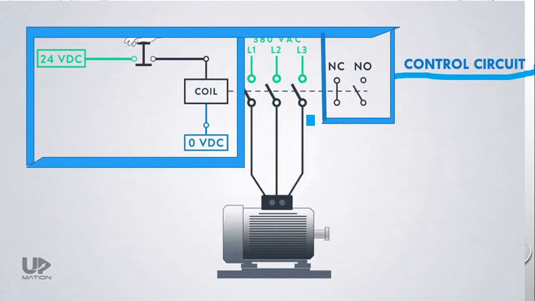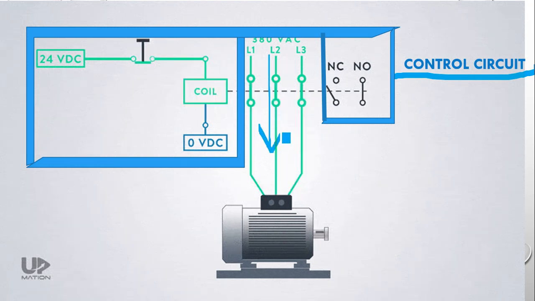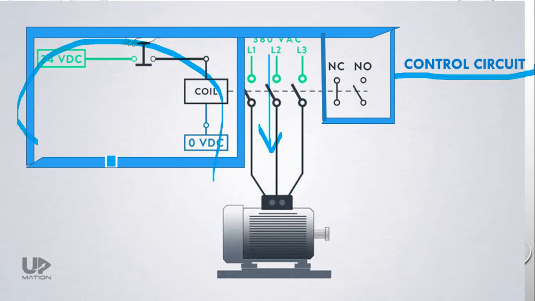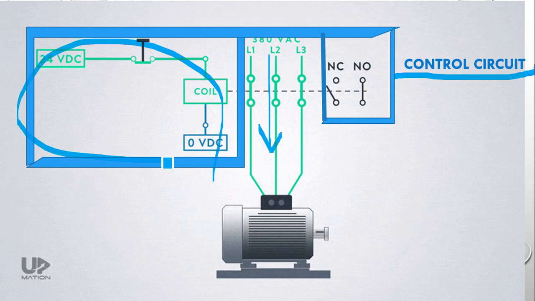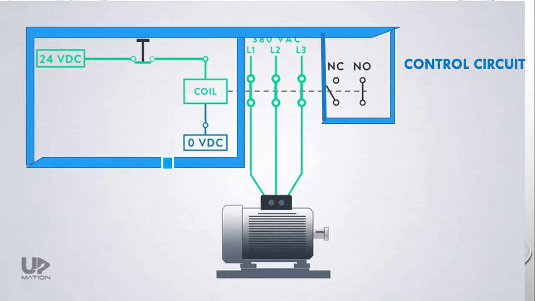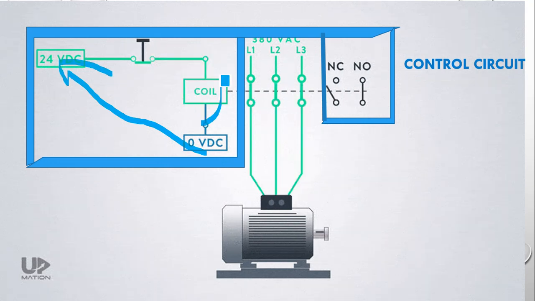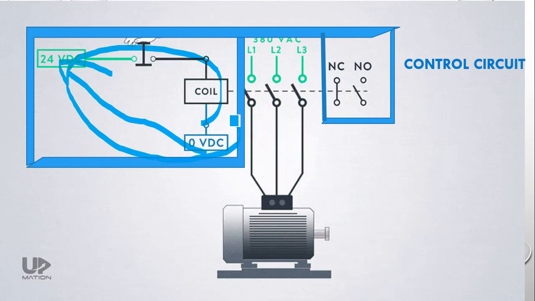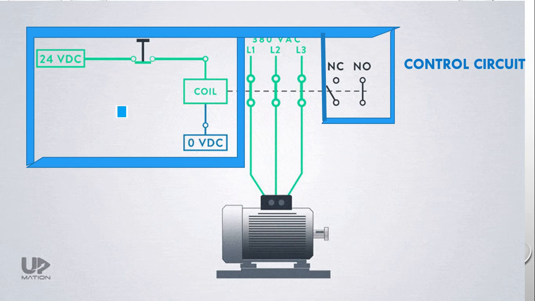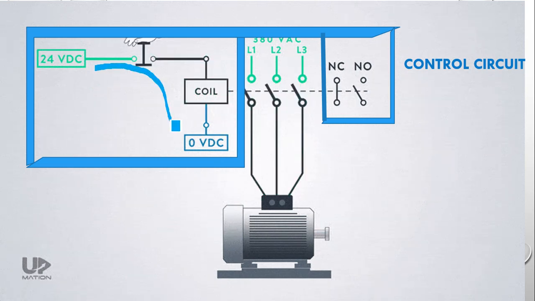What is a control circuit? The power flow to the motor will be controlled by the control circuit. For operation of the control circuit, the coil has to be energized. The coil is given 24 volt DC here. When 24 volt DC is given, the coil will be energized. In this picture, it is like this.